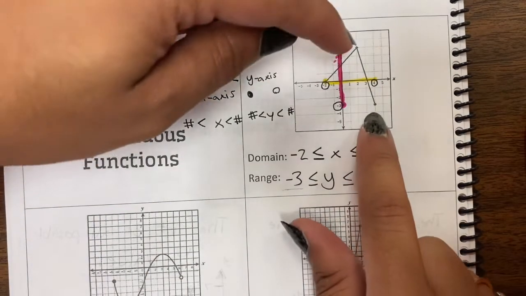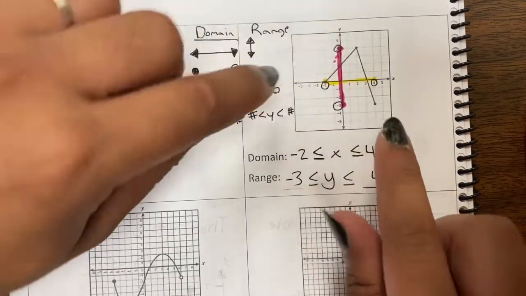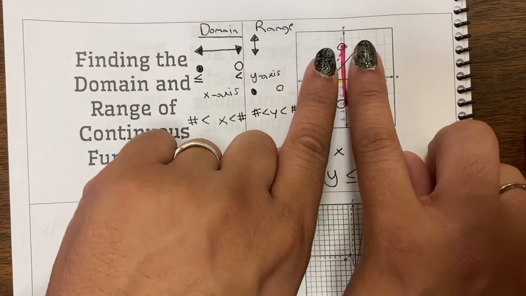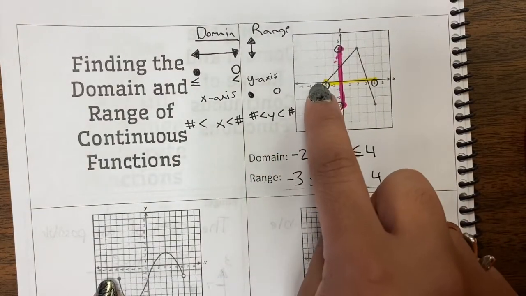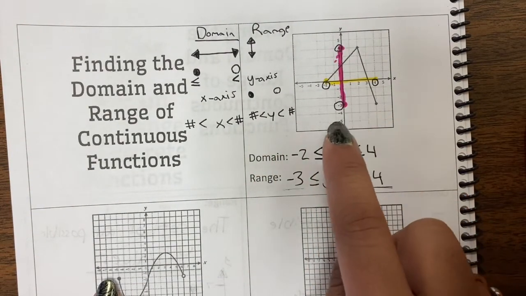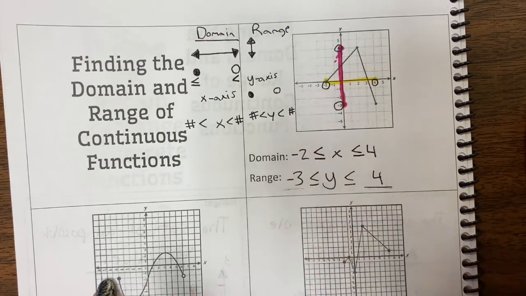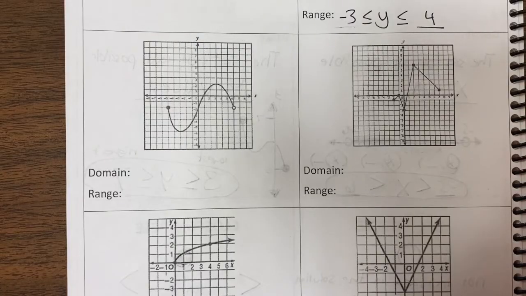So for domain, it's like we smashed it in, and for range, it's like we narrowed it to see how tall it was. So we're just looking for domain, we're looking to see how fat is it. For range, we're looking to see how tall is it. Let's try marking off what symbols we're going to use. So for domain, we're going to use X.